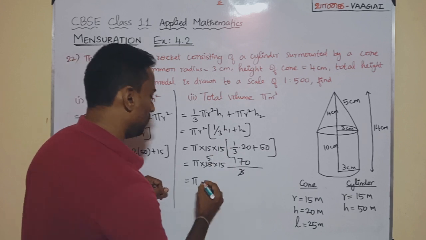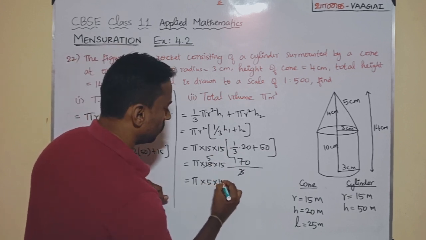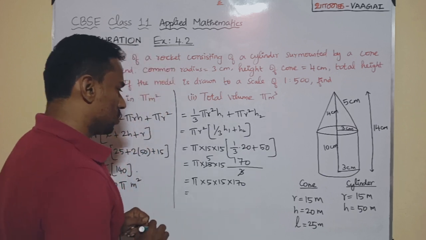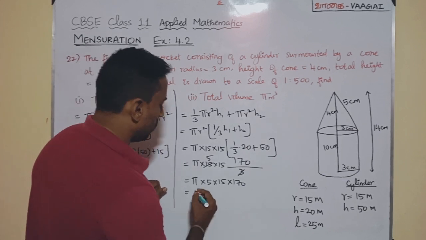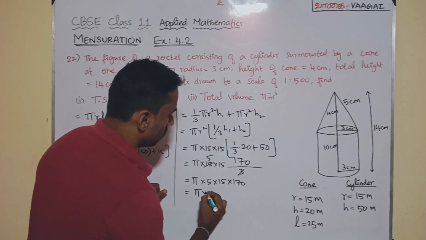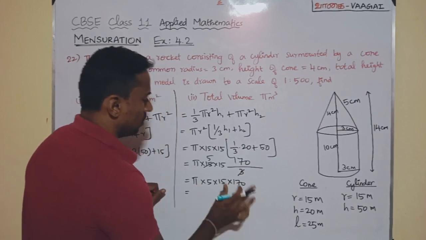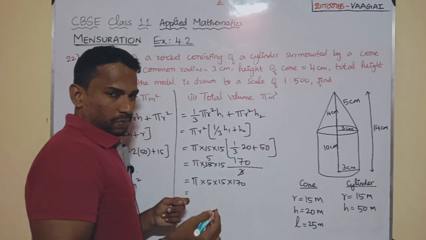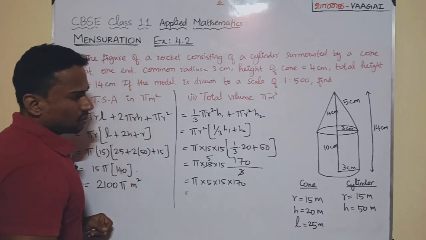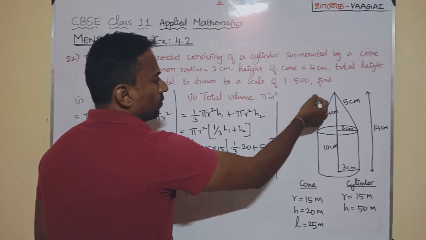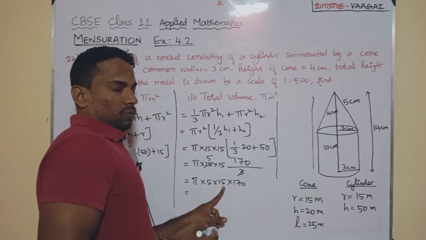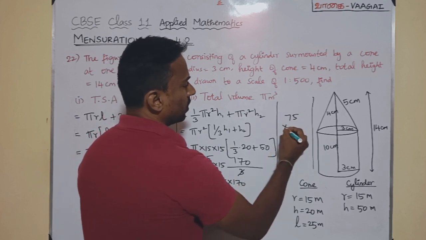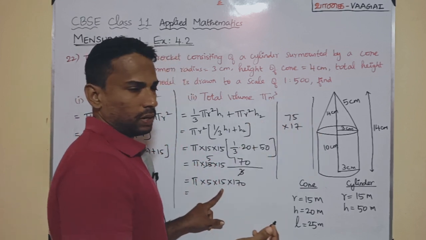So this is what I will be having, pi into 5 into 15 into 170. So finally I have to solve for this. How I can solve this is, like, pi into, okay, I'll directly get the answer itself. So I will be having 5 into 15 itself, which will be 75. So 75 into, I will multiply with 17. So 75 into 17, if I do, I will be able to get the answer.